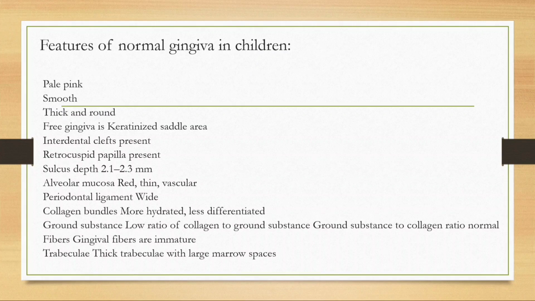Normal gingiva in children, we know, is pale pink, smooth, thick and round. Free gingiva is keratinized, with interdental clefts and retrocuspid papillae. Sulcus depth would be 2.1 to 2.3 millimeter. The alveolar mucosa is red, and the periodontal ligament is wider. Collagen bundles are more hydrated and less differentiated. There is a low ratio of collagen to ground substance. Gingival fibers are immature, with thin trabeculae and large marrow spaces.